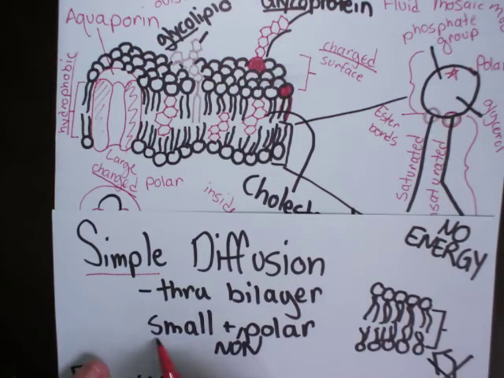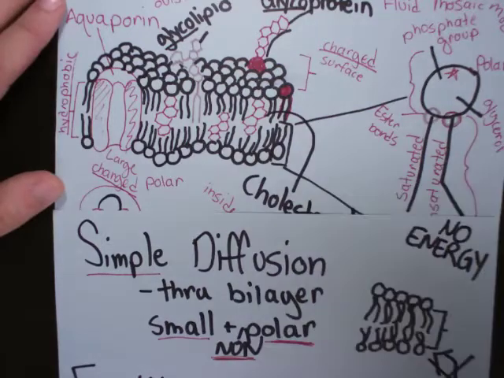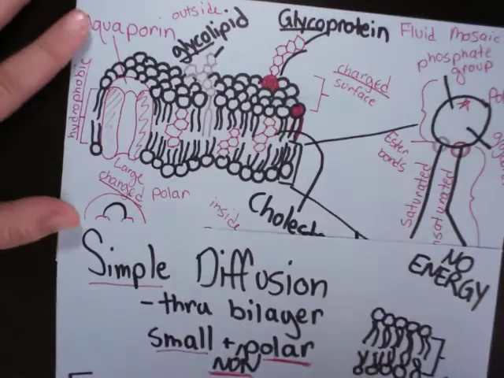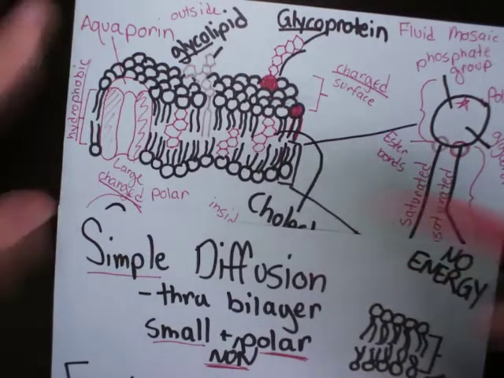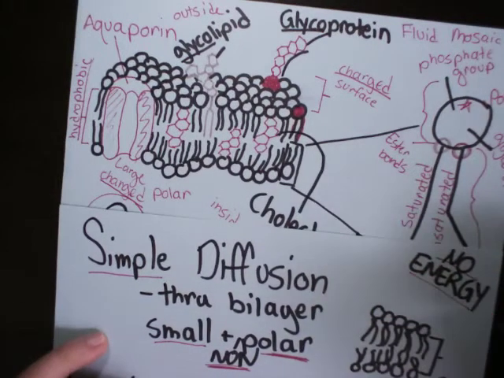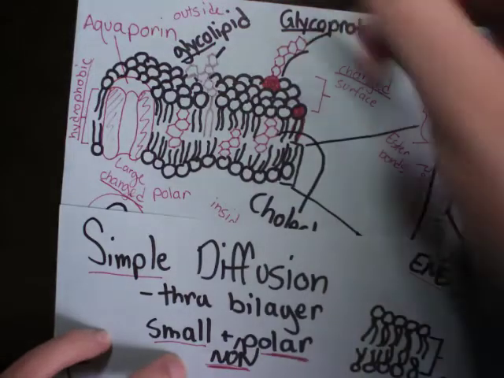These particles need to be small to fit through tiny gaps in the membrane, and they also need to be non-polar so that they can survive in this environment, because this environment is, again, hydrophobic. That's going to be simple diffusion. You don't need any energy, and you can just pass right through the membrane.